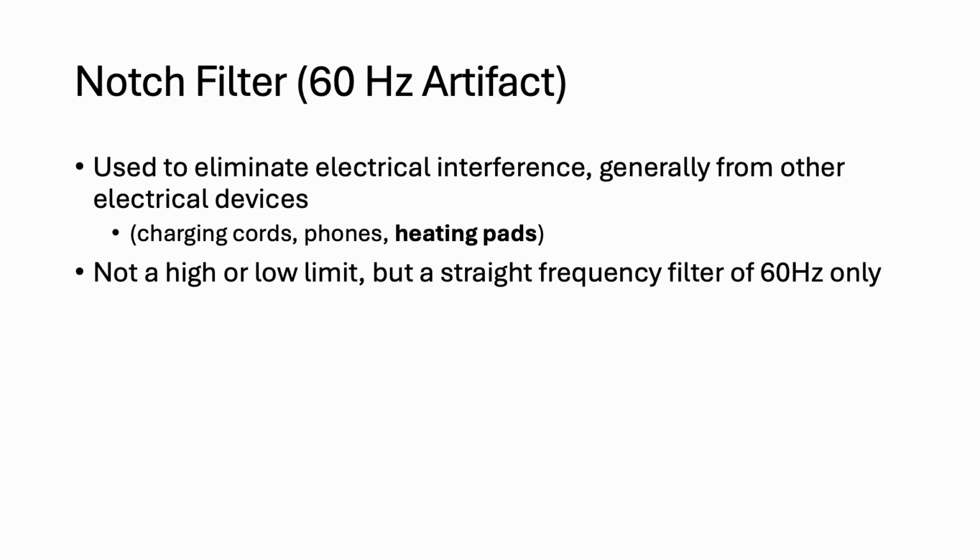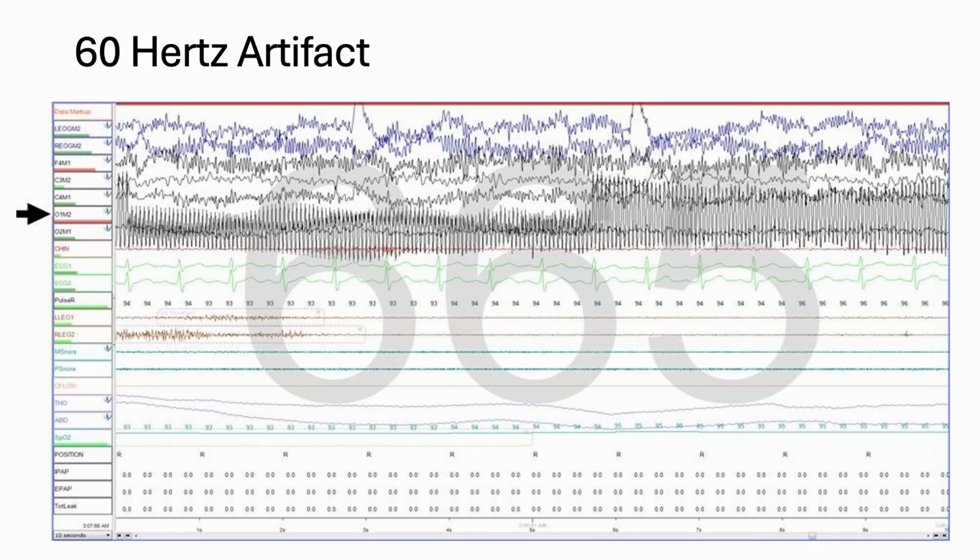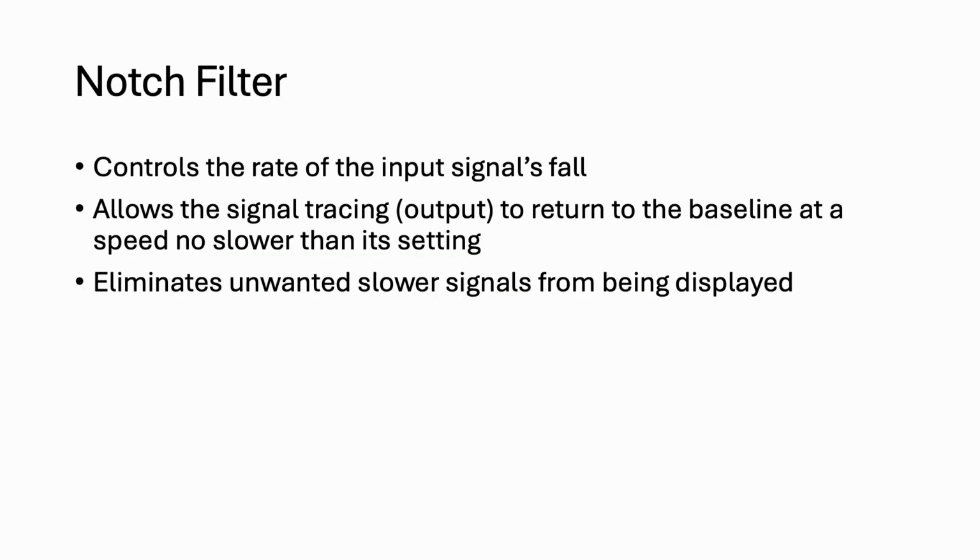We use that because our electric outlets are at 60 hertz. So this is kind of what 60 hertz looks like. It can be a lot darker too, depending on what system you're using. The notch filter also controls the rate of the input signal's fall. We don't want to use the notch filter unless we absolutely have to, but just about everywhere I've worked and done clinicals, they all use the notch filter.